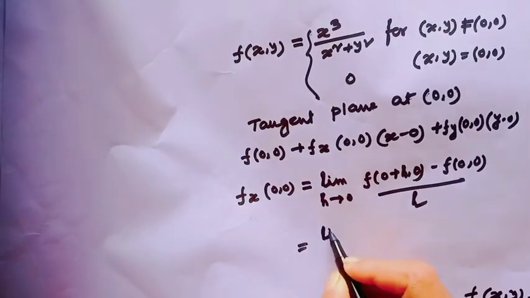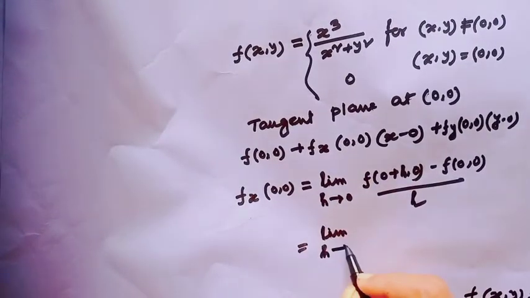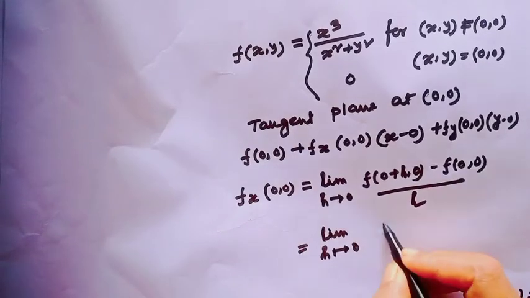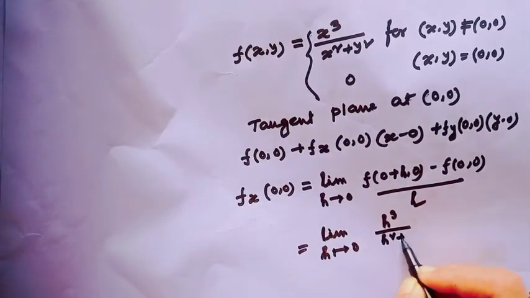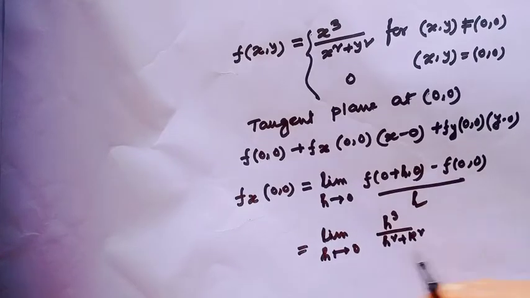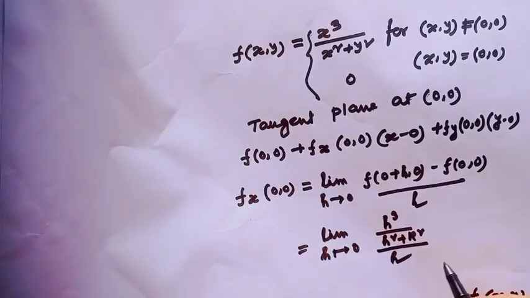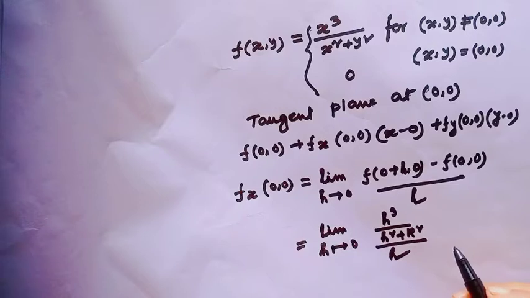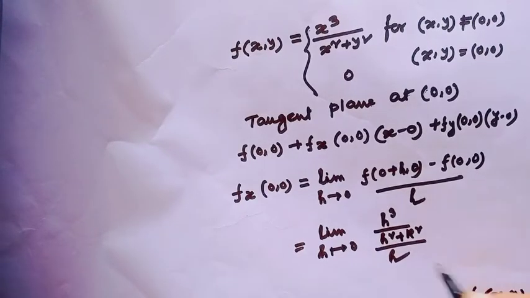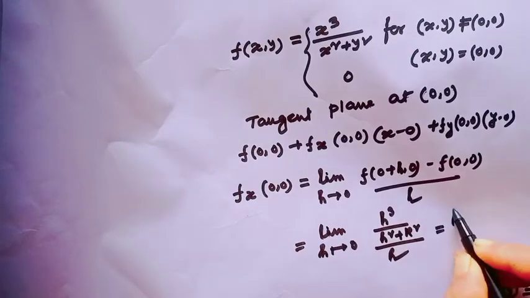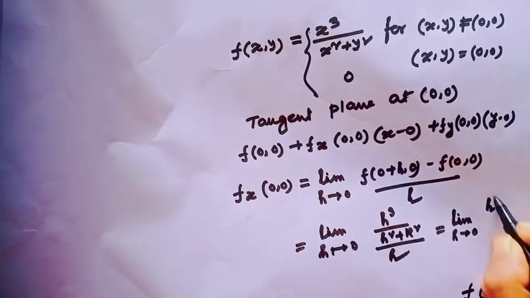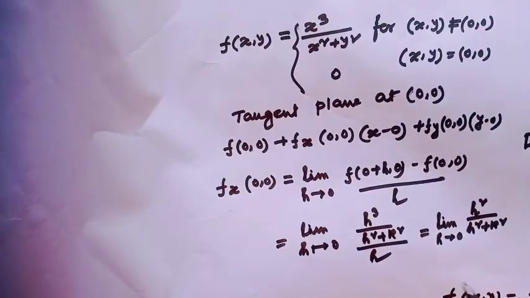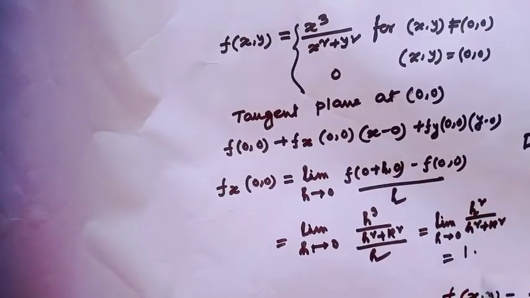If we put the value, then this would be the limit h tends to 0 of h cube over h square plus k square, over h. Just simplify. Then the limit h tends to 0 of h square over h square plus k square. And if we put the value, this value will be 1.